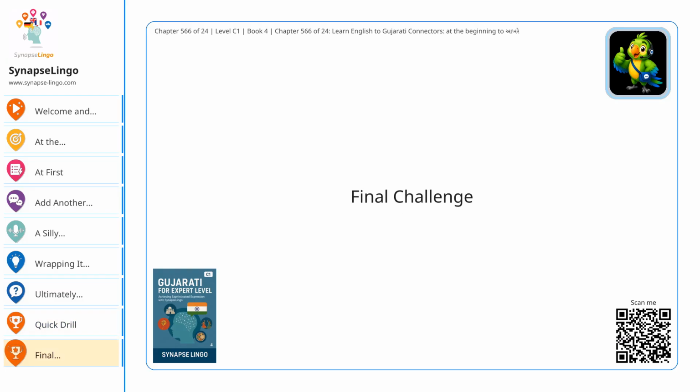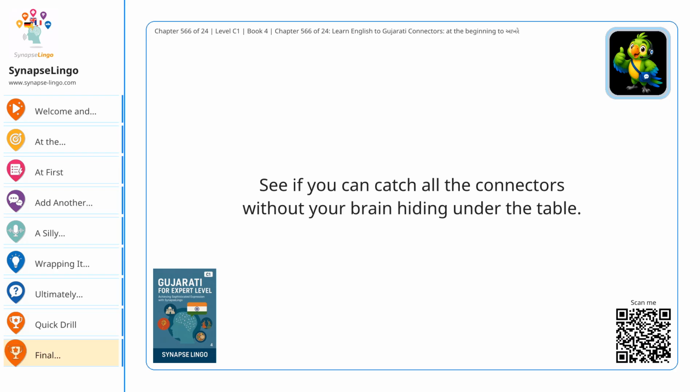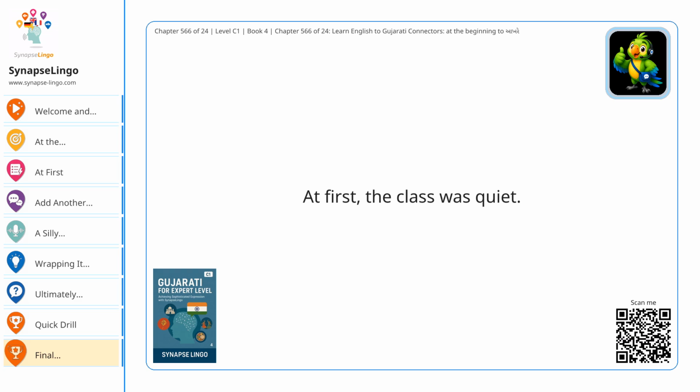Final challenge. Now listen to one mini speech. See if you can catch all the connectors without your brain hiding under the table. At first, the class was quiet. In Gujarati, that is Sharuatma. Furthermore, the teacher was cheerful. That is Vaduma. In summary, everyone learned well. That is Saransh rupe. In conclusion, practice helps. That is Antama. Ultimately, you improve. That is Chevate. Bottom line, keep going. That is Akhare.